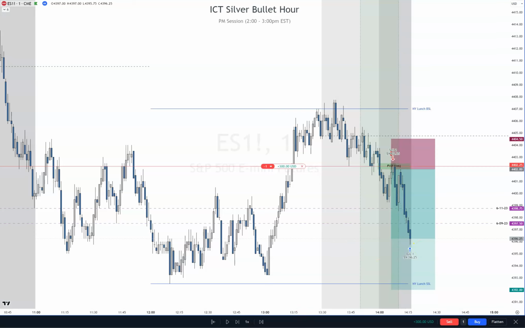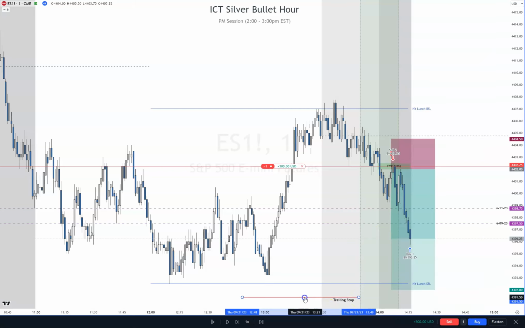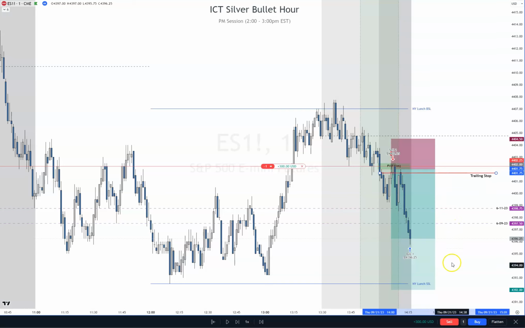Move my stop to break even, 1 tick below break even. So let's move this here. Let me show you where my trailing stop would be. My trailing stop would be right here.